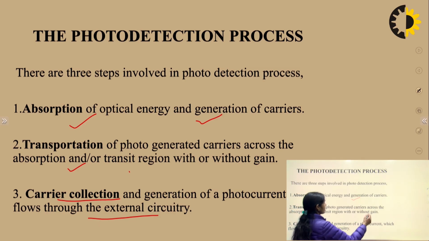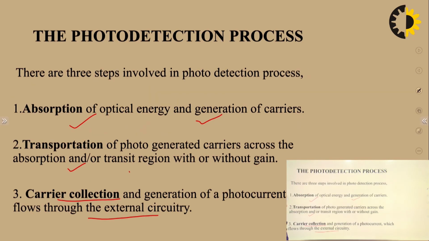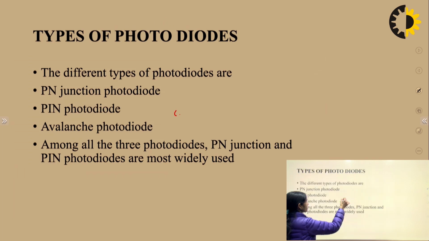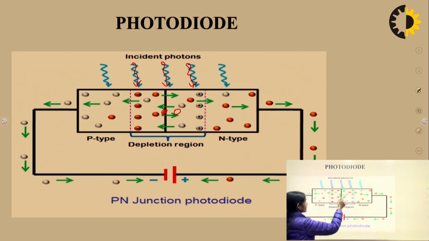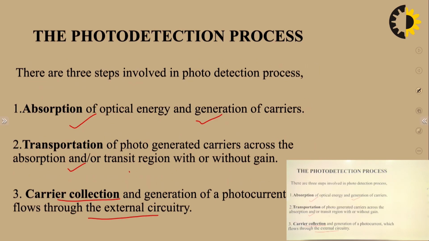That means as we connect it in reverse bias, when light is incident over the depletion layer, it breaks the covalent bonds, and by gaining energy, electron and hole pairs are generated. These generated electron and hole pairs move oppositely in the external circuit. So these 3 processes occur step by step.